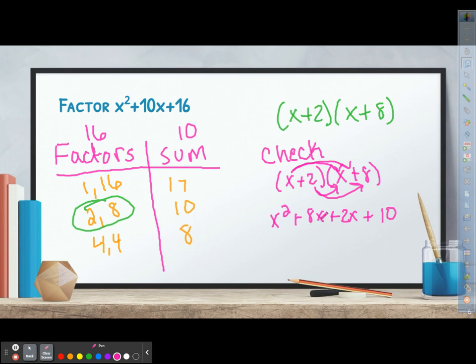Okay, so 8 plus 2 is 10, so that's 10x, and then plus 16. Notice when I multiply it out, I get the same answer that it started out with. So I know I'm good. Okay, so this is my final answer. This is factored form. Okay, let's move on. Let's do another one.